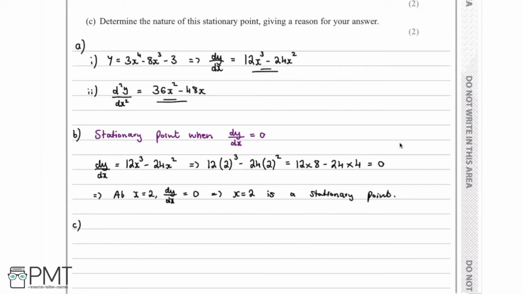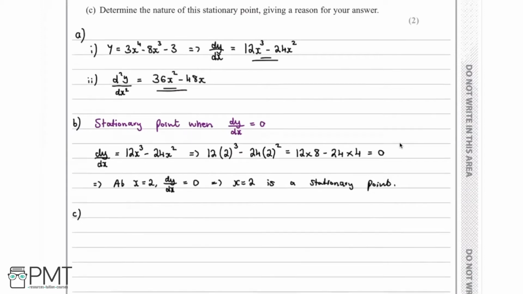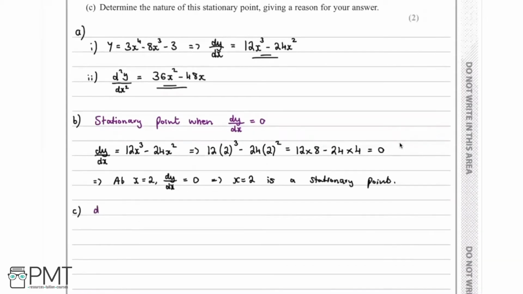So for part C of this question, we are asked to determine the nature of the stationary point, and we must give a reason for our answer. So our first thought is, how do we find out the nature of a stationary point? What we need to do here is use our second derivative, that's d squared y by dx squared.